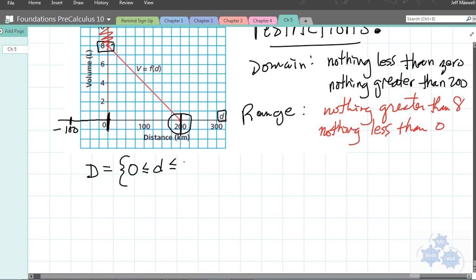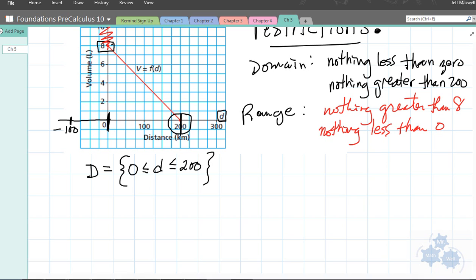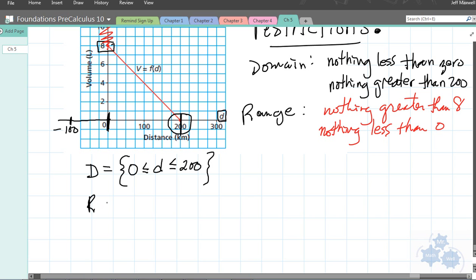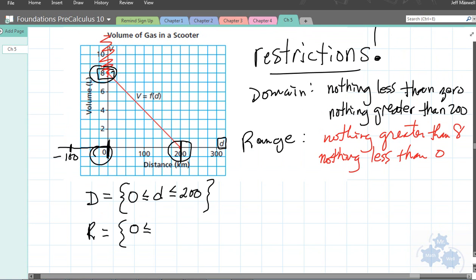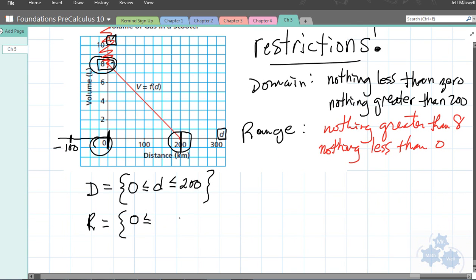Less than or equal to what? 200, very good. So that's the domain for this question. The graph only goes from 0 to 200, that's all that makes sense, that's our domain. And likewise, the range goes from 0 all the way up to and including 8. And v is the variable, so we'll use v in our statement of range, the volume of fuel.